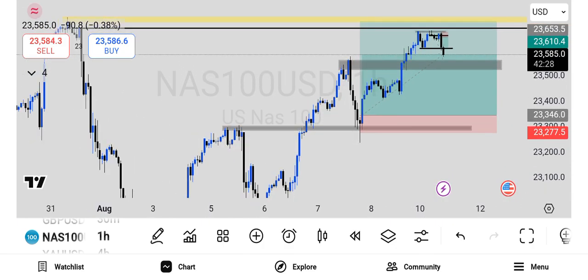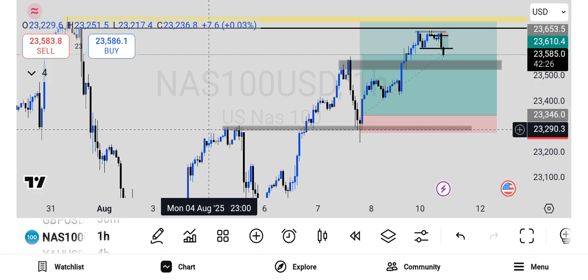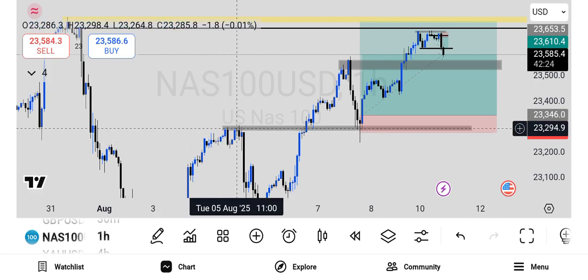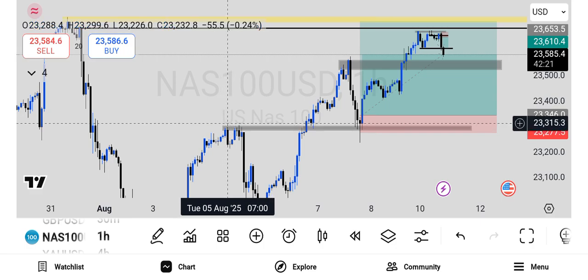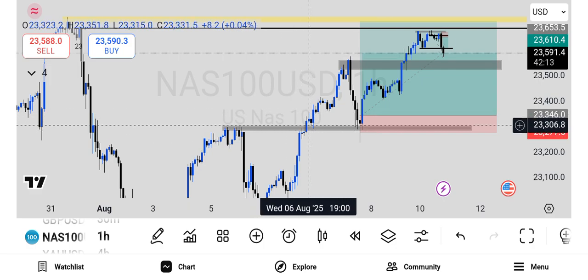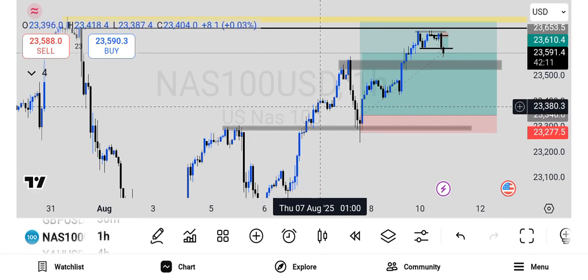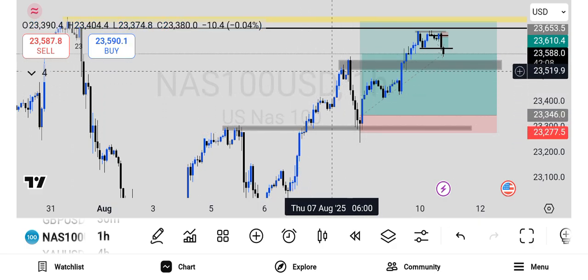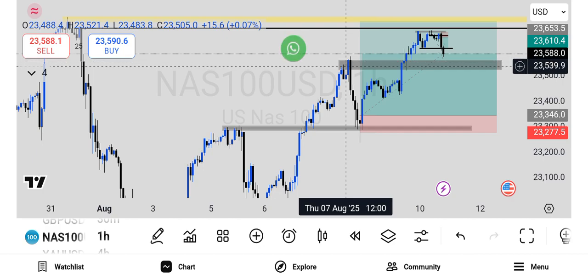So for me to take this entry right here, I waited for price to break structure right here, guys. I waited for price to break structure before I could even think about taking my entries, guys, right? Price ended up breaking here, and then it came and created new highs, right? And then it came back to retest.